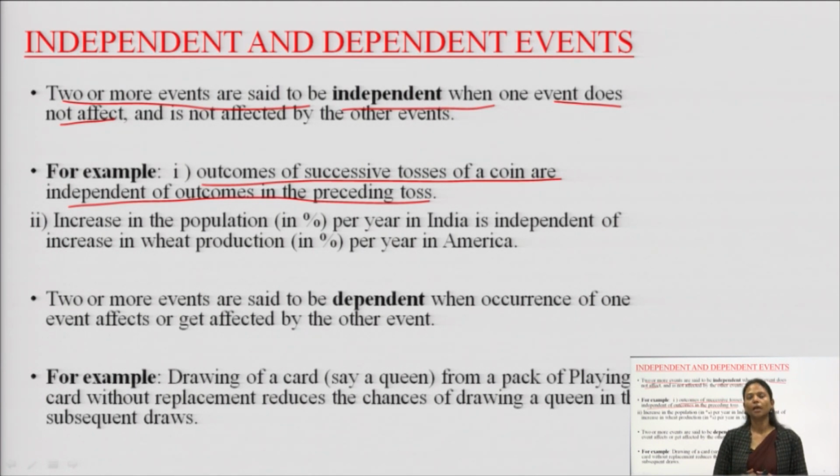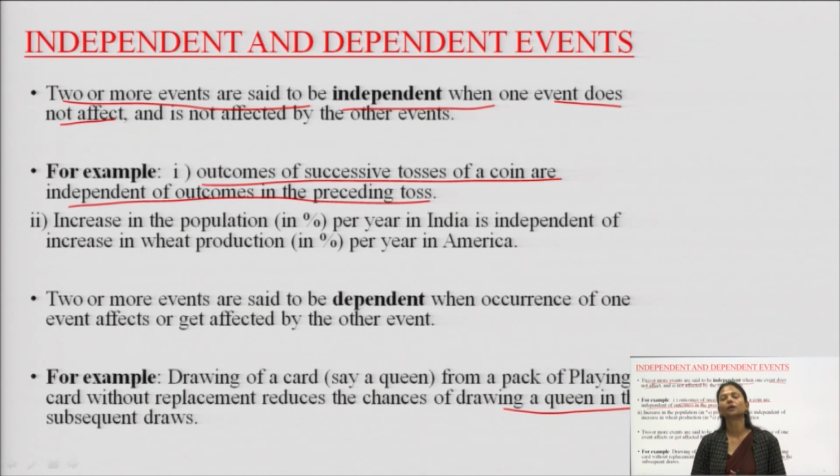For example, if I am drawing a card, say a queen, from a pack of 52 cards, and I am not placing it again, I am not replacing it, then the chances of drawing another queen go down. It is diminishing. If I keep drawing, the chances of drawing a queen are reduced. So, this is called a dependent event.